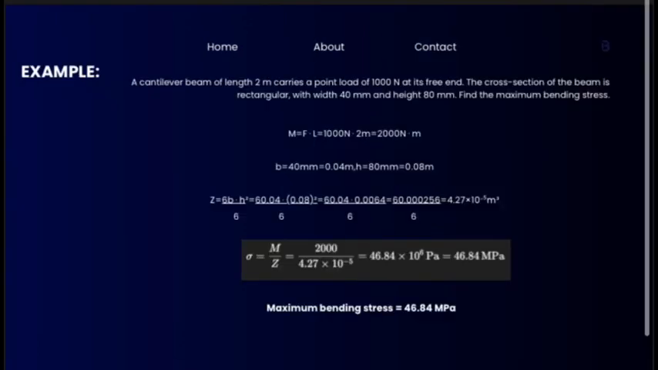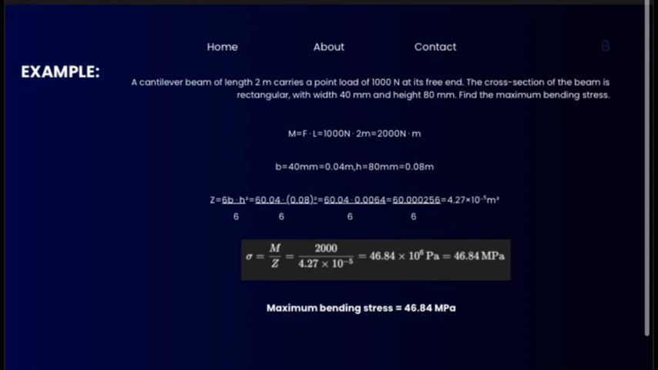Example: a cantilever beam of length 2 meter carries a point load of 1,000 Newton at its free end. The cross-section of the beam is rectangular, with width of 40 mm and height of 80 mm. Find the maximum bending stress. So the first step is calculate the bending moment. Bending moment equals force times length. So 1,000 Newton times 2 meter is equal to 2,000 Newton meter.